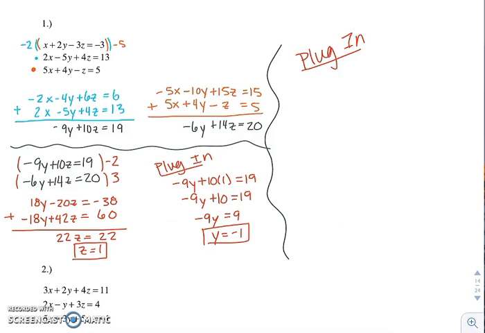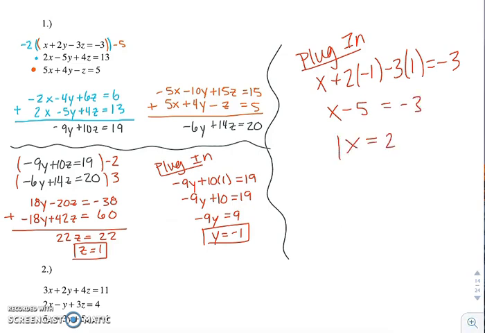So x is what we are trying to find, plus 2 times y we said is negative 1, minus 3 times z we said is positive 1 equals negative 3. So let's see, negative 2 and negative 3 is negative 5, and then we'll add that 5 over, and x equals 2. So when we get our solution, we like to write it as an ordered triple and it goes in order, so x, y, z. So 2, negative 1, 1.